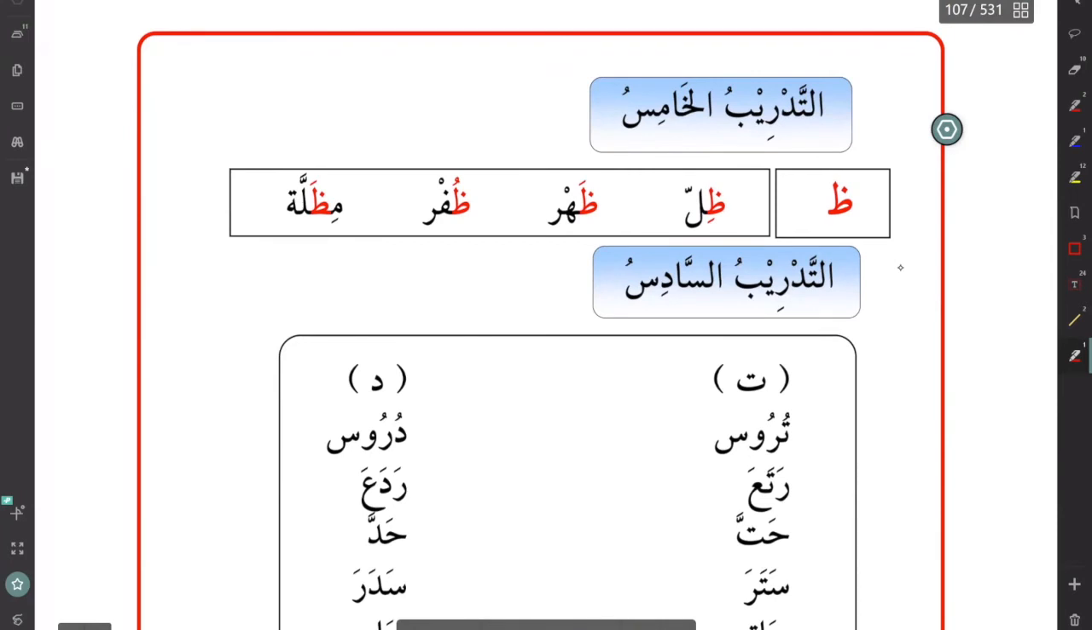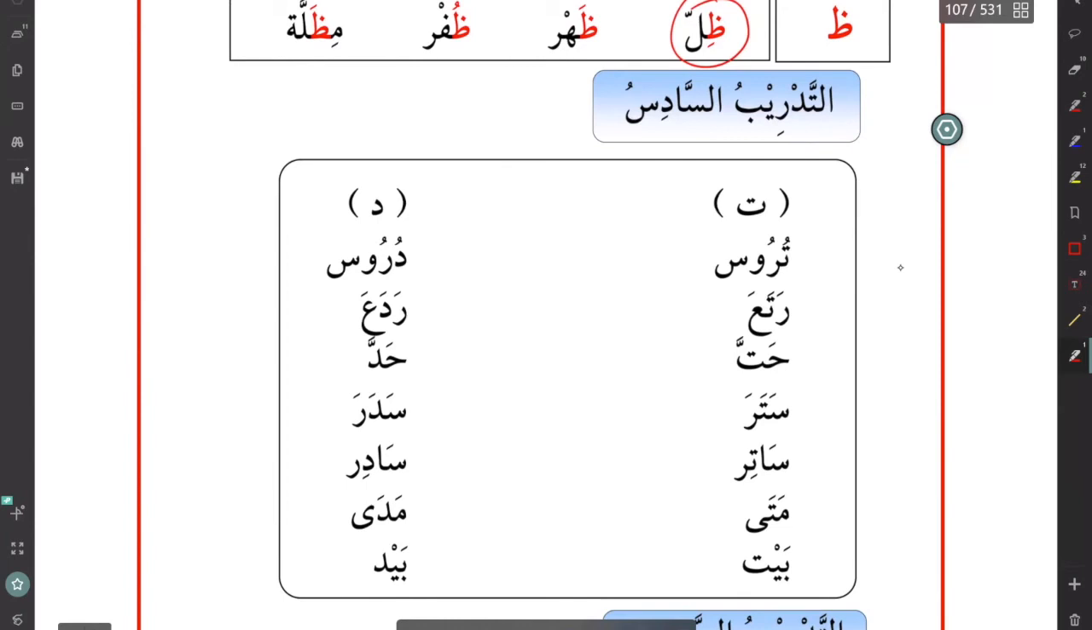And the next tadrib, tadrib al-khamis. Tadrib al-khamis is what? Is the fifth exercise, and it's showing you a letter laam in the beginning of a word and in the middle of the word. So all of these words you should know. Okay, zil we just learned, which is shadow. Zahar is back. Zufr is your nails. Midallah, which we learned in the last chapter, which is what? An umbrella. Okay.